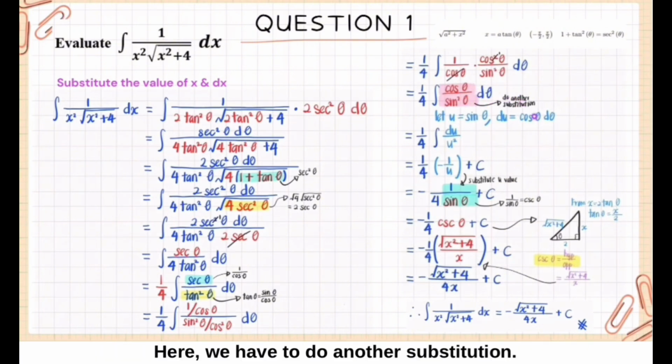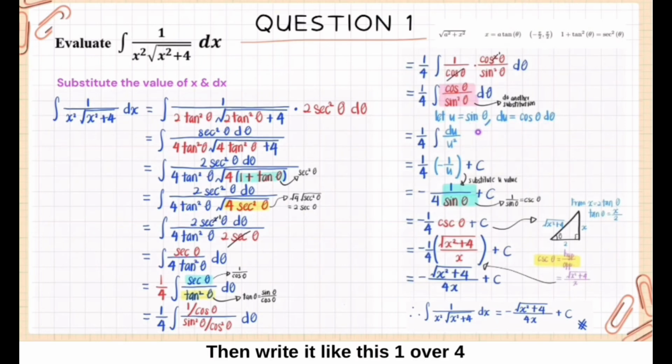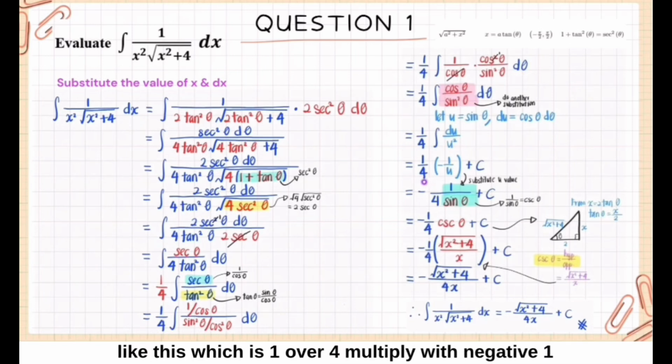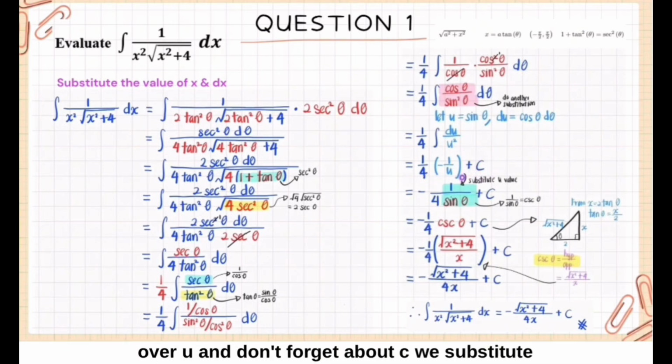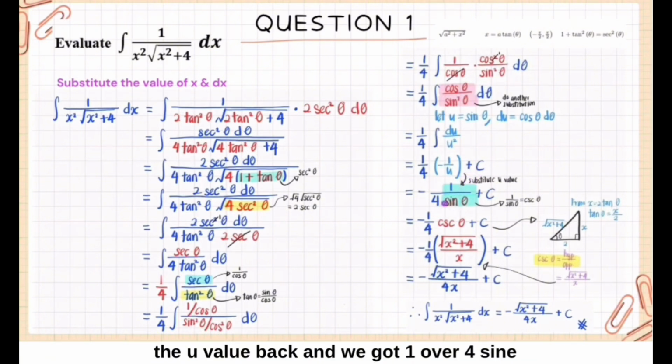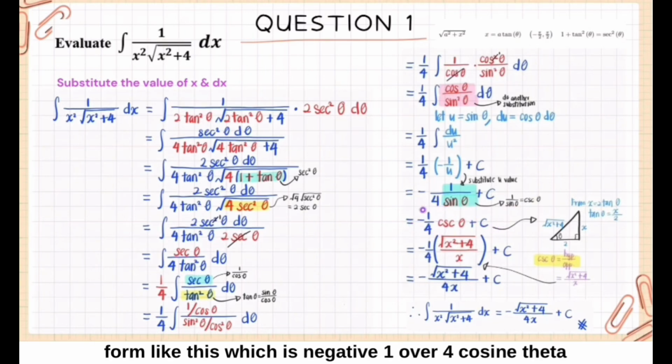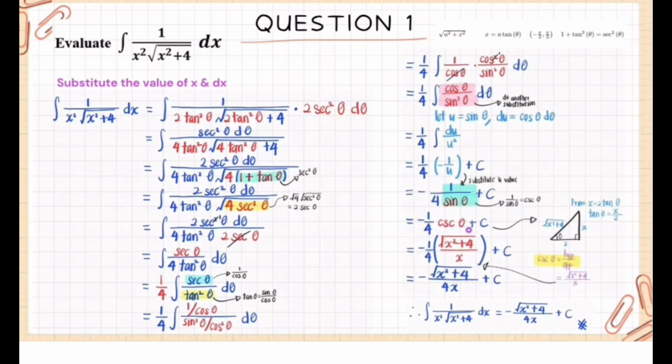From here, we have to do another substitution. So let's start. We let u equal sin theta and du equal cos theta d theta. So we can write it like this: 1 over 4 integral of du over u squared. We integrate du over u squared and it turns out like this, which is 1 over 4 multiplied by negative 1 over u, and don't forget about c. We substitute the u value back and we get negative 1 over 4 sin theta plus c. 1 over sin theta is cosecant theta, so we can write it in simplest form as negative 1 over 4 cosecant theta plus c.